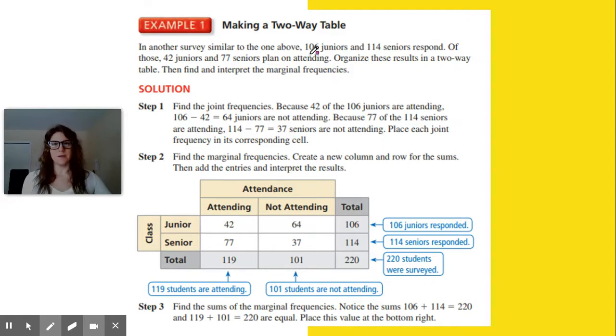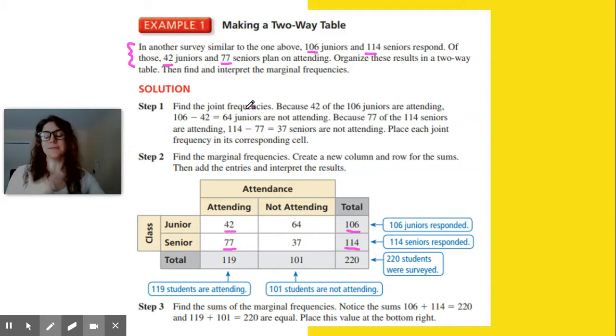It says in another survey, we have 106 juniors and 114 seniors. So I already know the totals of those. So that's where this all came from, right? Here's my 114. Here's the 106. They told me that in the beginning. It says of those, 42 juniors and 77 seniors plan on attending. Okay. So they're attending, I believe, a sports game. So 42 juniors, that one here, they are attending. 77 seniors are attending. And that's all they gave us in the storyline. We had to then figure out everything else.